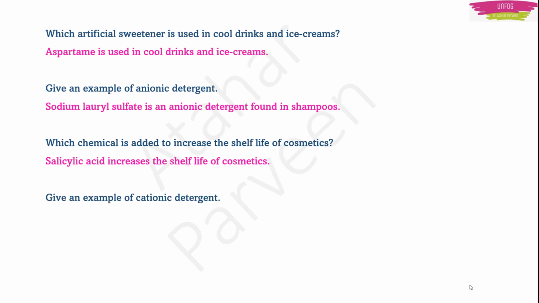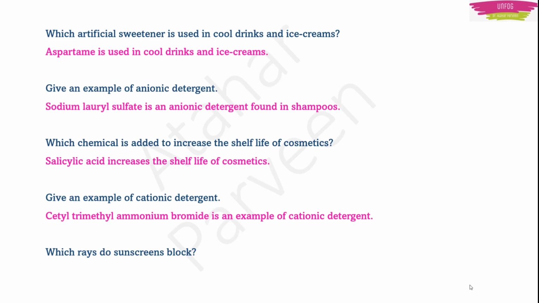Give an example for cationic detergent. I'll give you the example. It is cetyl trimethyl ammonium bromide. Cationic detergent. I didn't tell all this in my lecture because I wanted to tell it here. You can make notes. Anionic means sodium lauryl sulfate used in shampoos. Cationic means cetyl trimethyl ammonium bromide. That is an example of a cationic detergent.